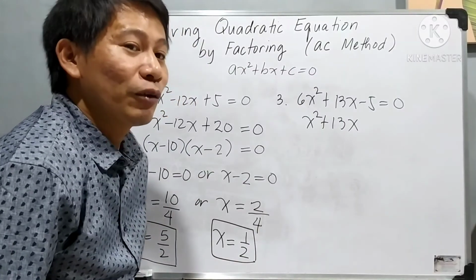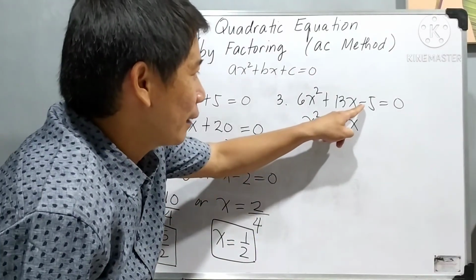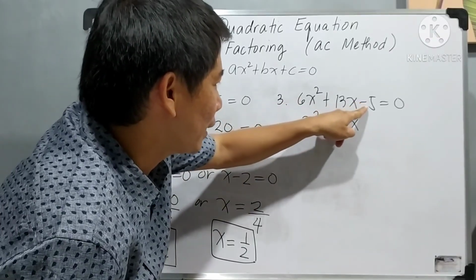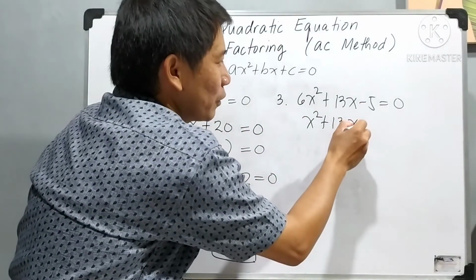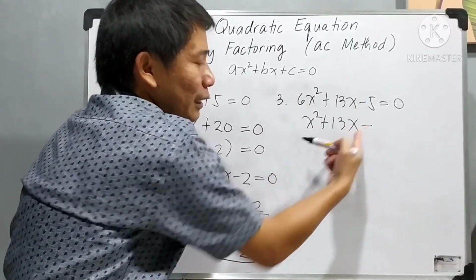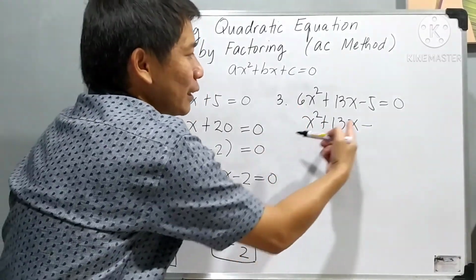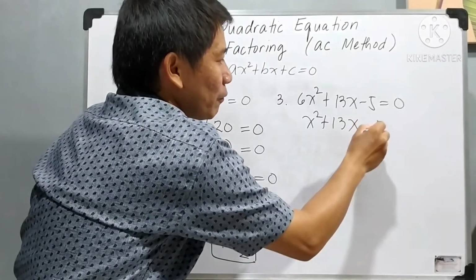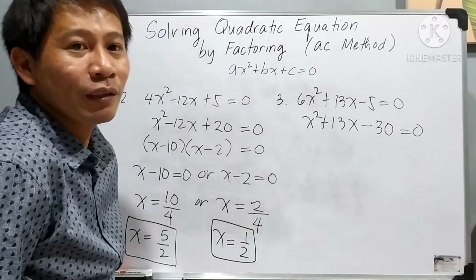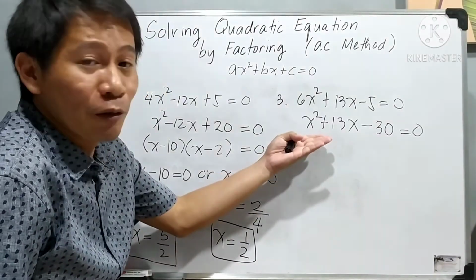So, now, tingnan nyo po. Ang ating c here is negative. So, pag multiply natin si 6 tsaka si negative 5, ang magiging sagot ay negative. Because this is positive times negative is negative. So, 6 times negative 5 is negative 30. Is equal to 0. And then, solve it now by factoring.